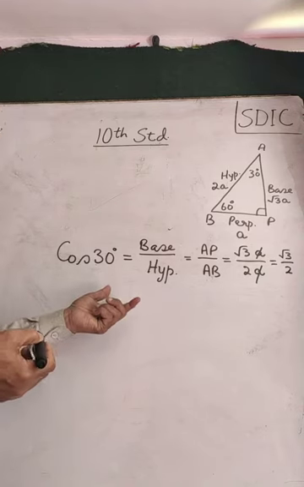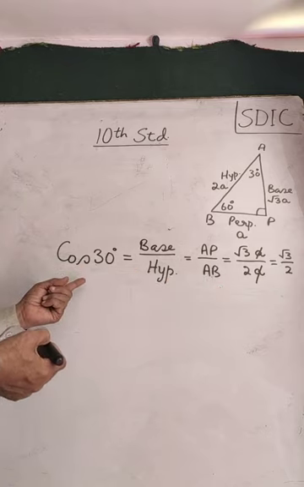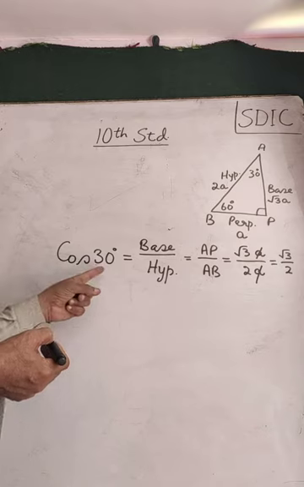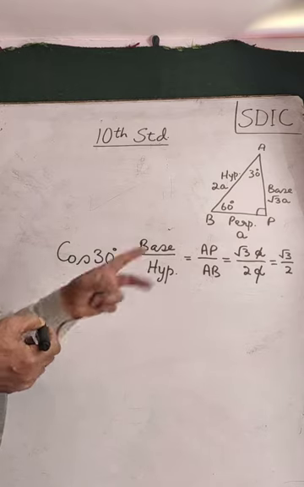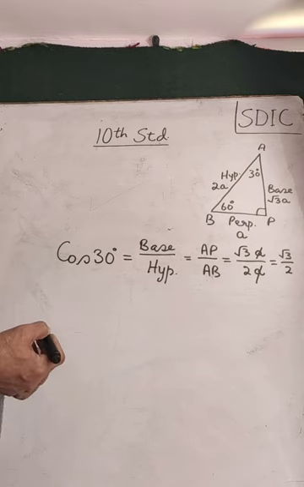In the previous derivation also we got root 3 by 2, but that was for sine 60 degrees. Now it is for cos 30 degrees. When the angle has changed, value also has changed. Trigonometric ratio has changed. Cos 30 is under root 3 by 2.